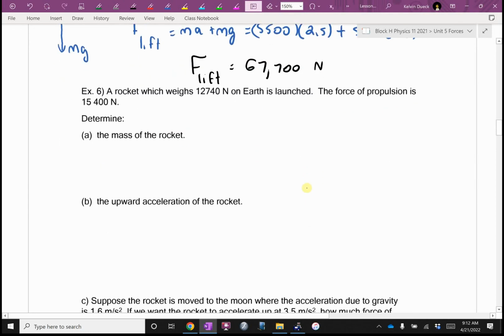Hey, we can do a little rocket science. A rocket which weighs 12,740 newtons on Earth is launched. The force of propulsion is 15,400 newtons. Determine A, the mass of the rocket. How can I find the mass of the rocket?